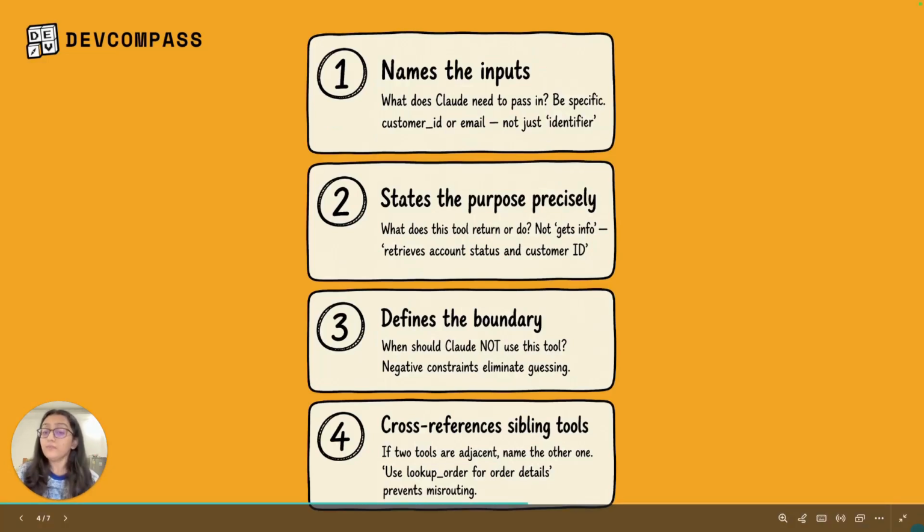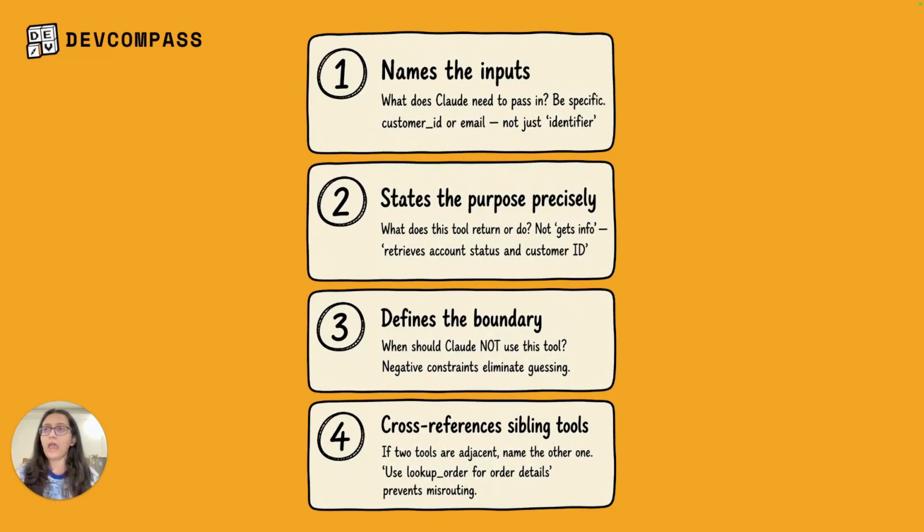If we have to talk about what makes a tool description good, I would boil it down to four things, and they're all on screen right now. Let's talk about it one by one. First, name the inputs. Look at card 1. You need to tell Claude directly exactly what to pass in. Not an identifier, but a customer ID or email address. The more specific you are, the less Claude has to infer, and inference is where errors live.